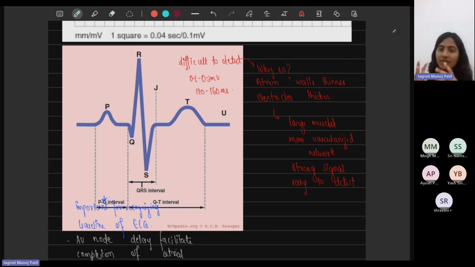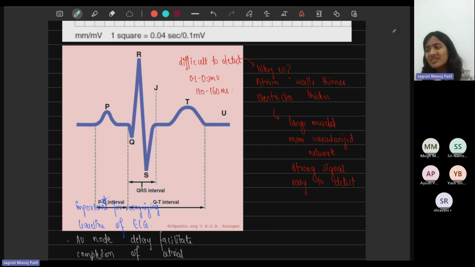But the ventricles are responsible for passing blood into the lungs via the vessels that we have, and also via the aorta, pushing all the blood, either oxygenated or deoxygenated, to the entire body or to a vital organ where purification will happen. So these walls are very thick. We need a large amount of muscle over there, hence it's a very vascularized tissue. You all know we have Purkinje fibers and bundles of His, a vascularized network. Hence, it gives a very strong signal and it's very easy to detect.